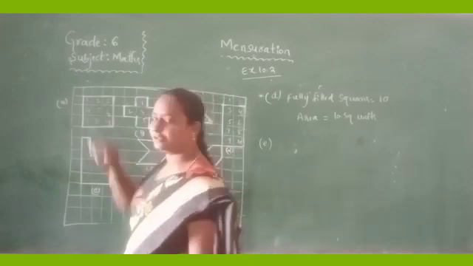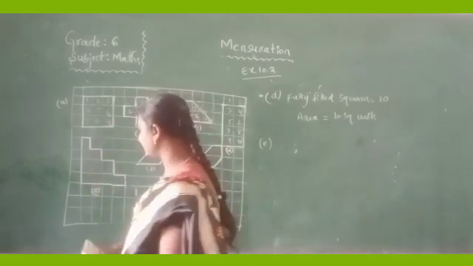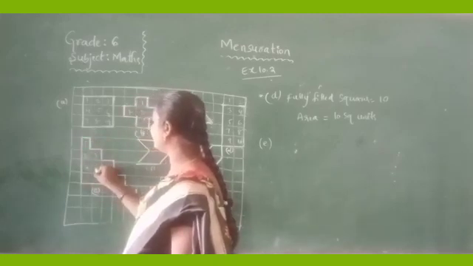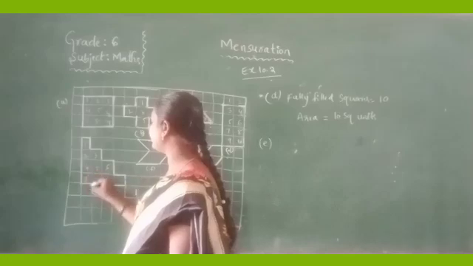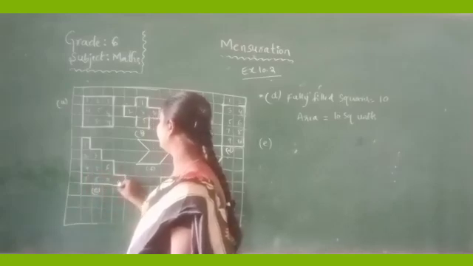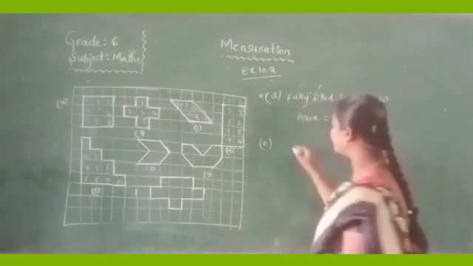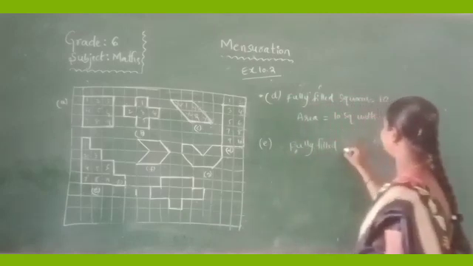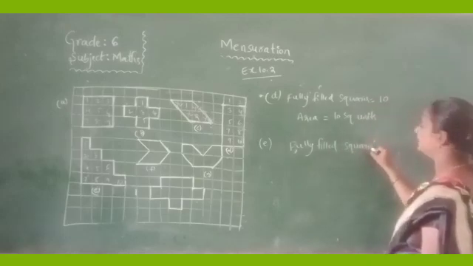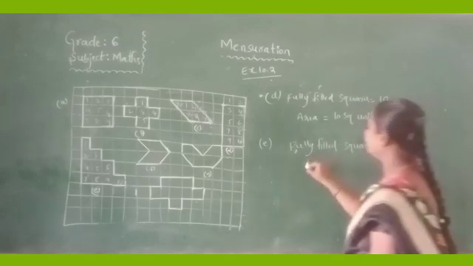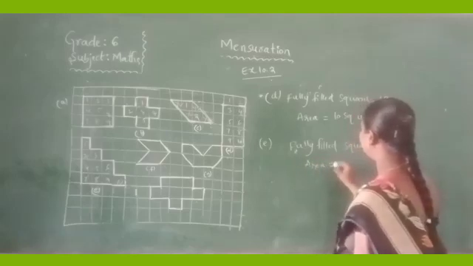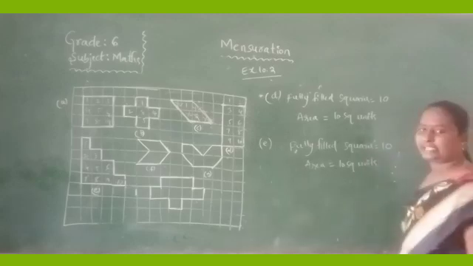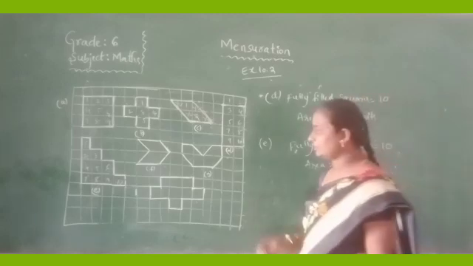Similarly, see problem E here. All are full squares. Now count here also. 1, 2, 3, 4, 5, 6, 7, 8, 9, 10. Very good. So how many full squares? 10. Fully filled squares are 10. Then area is equal to 10 square units.